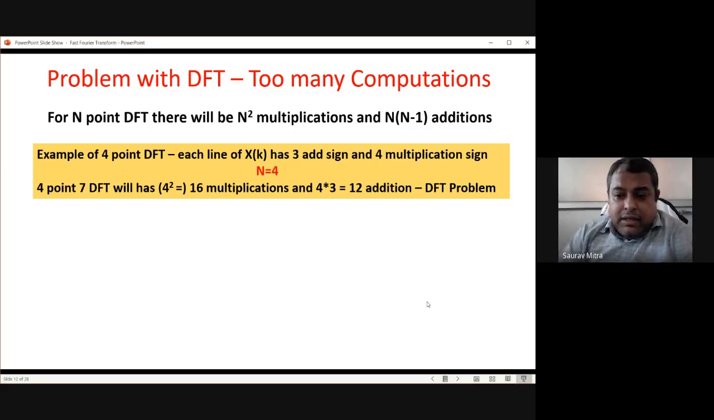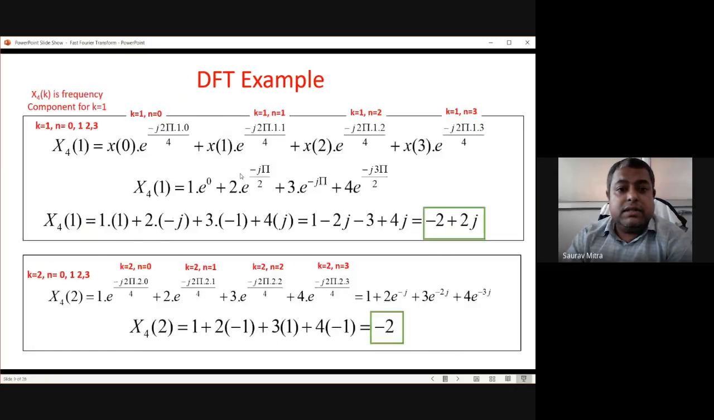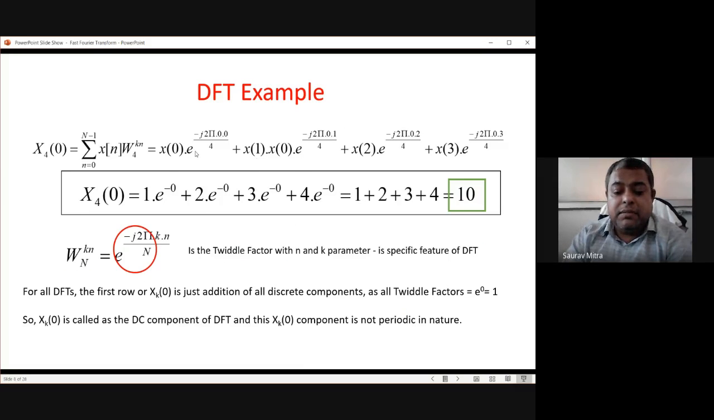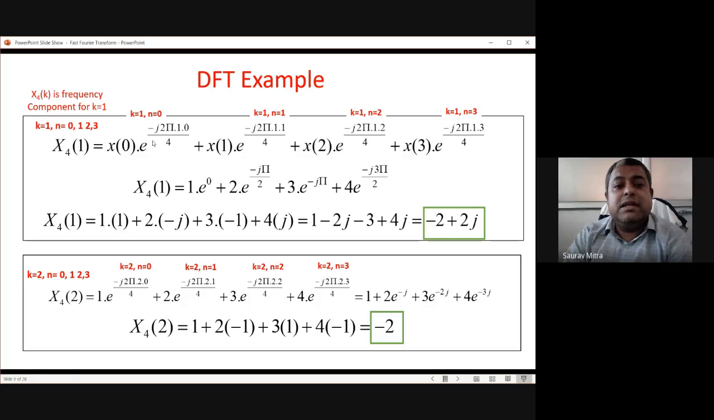Now we will start with FFT with all the background. For an n-point DFT, there will be n squared multiplications and n into n minus 1 additions. If it is a 4-point DFT, I have shown you this kind of thing. So how many multiplications are there in every line? x0 is multiplied with this, x1 is multiplied with this, x2 is multiplied with this, and x3 is multiplied with this. So there are 4 multiplications in every line, and 4 such lines. That means there are 16 multiplications in the case of DFT.